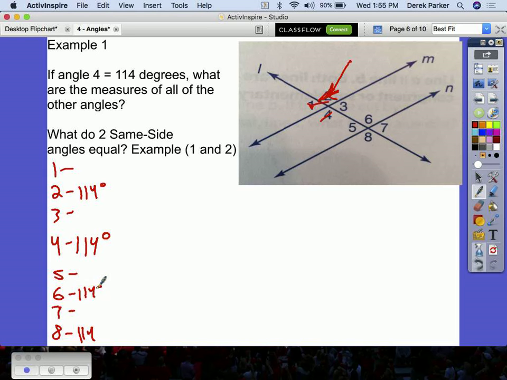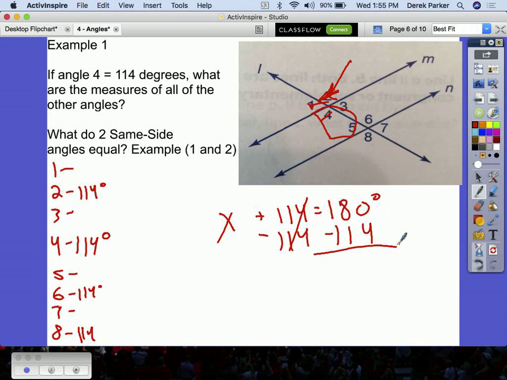Now, 4 and 5 together are equivalent to 180 degrees. So I have to set up an equation. X is what I'm going to call 5, plus 114 is equivalent to 180 degrees. So now I've set up a one-step equation. I'm now going to solve for X. So that means 5 is 66 degrees. Well, so is everything else.